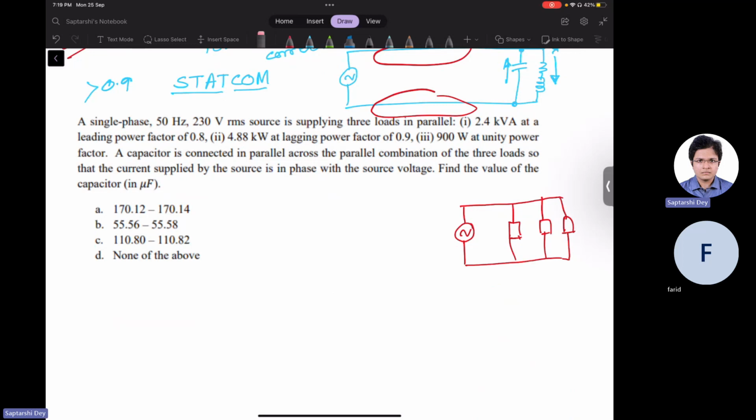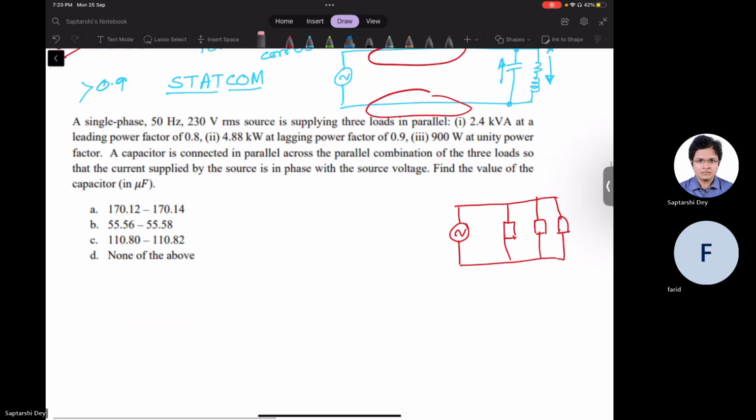So one of them is unity power factor. We need not consider that in our calculation. The last one, we need not consider that in our calculation. We have to consider the other two only, 2.4 kVA and 4.88 kilowatt. Now, do you know what kVA is? kVA is apparent power.